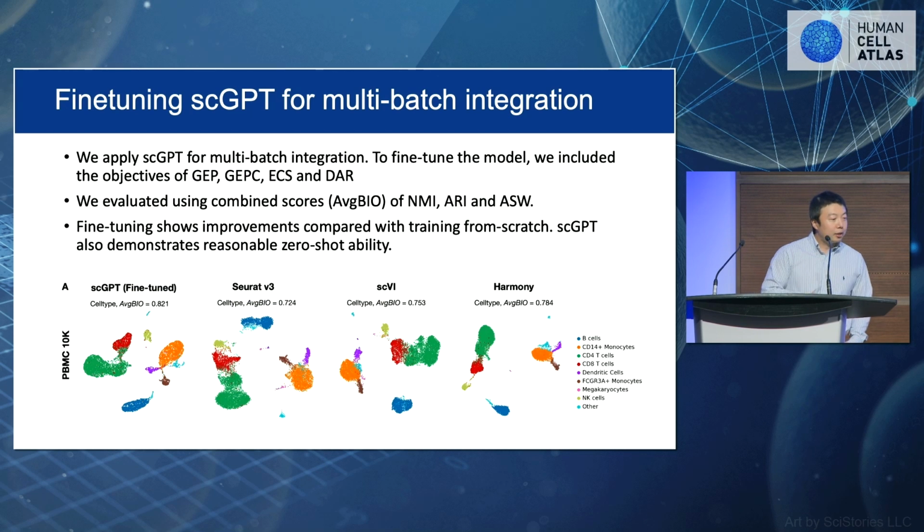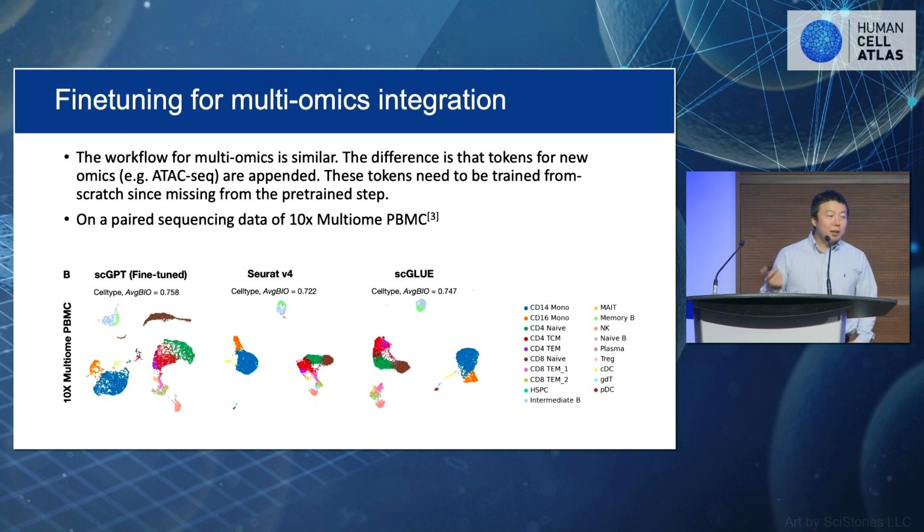We also compare with many state-of-the-art specialist approaches in multi-batch integration. We find that scGPT actually did a better job in terms of removing batch effects while preserving the cell type information. And similarly, we also perform multi-omic integration. This is an example. We perform fine-tuning of scGPT on paired scRNA-seq and scATAC-seq. Again, we compare with state-of-the-art Seurat V4 and scGLUE on this multi-omic integration.